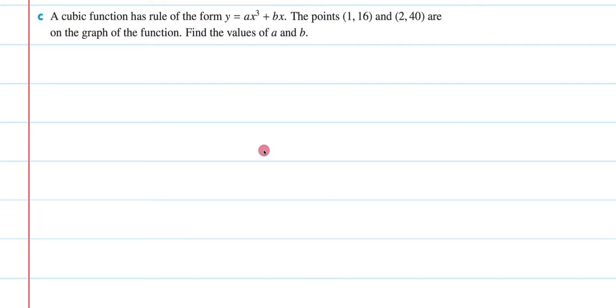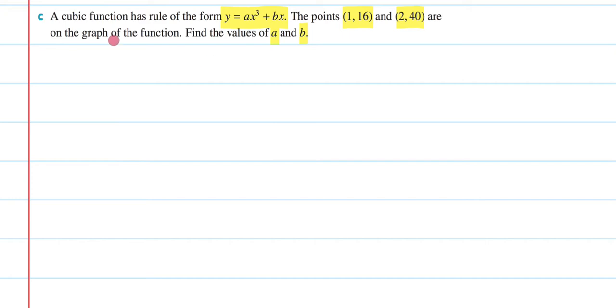We are going through exercise 6H, and in this video we'll be answering question 1c, which says a cubic function has the rule of the form y equals ax cubed plus bx. The points (1, 16) and (2, 40) are on the graph of the function. Find the values of a and b.